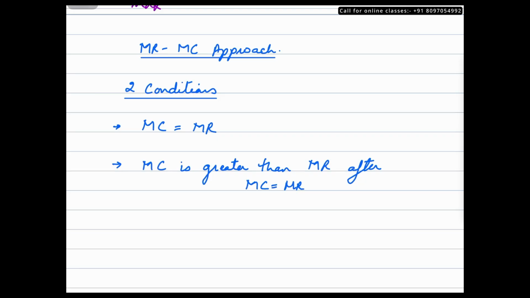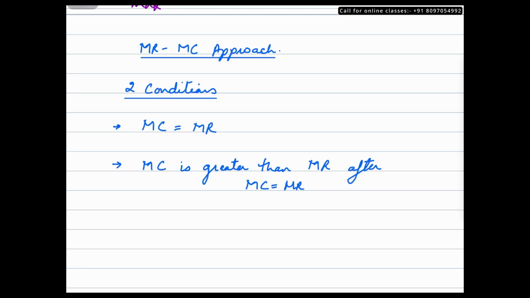So the next approach is MR-MC approach. MR stands for marginal revenue, MC stands for marginal cost. The meanings and the definitions are pretty simple. MR is basically the revenue that a firm would earn by selling one additional unit of output, and MC, which is marginal cost, is the cost that is incurred by the firm by producing one additional unit of output.